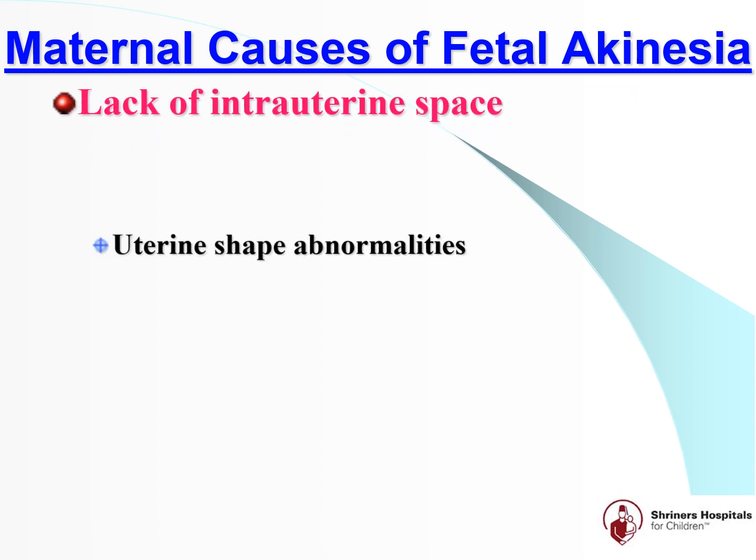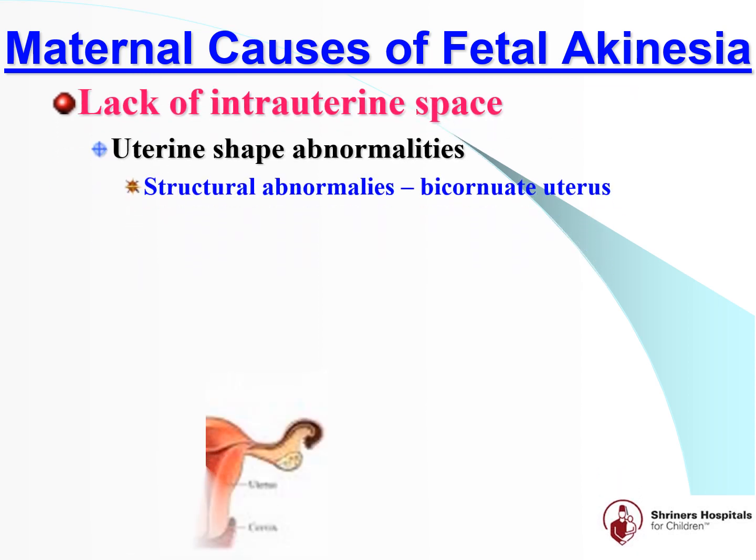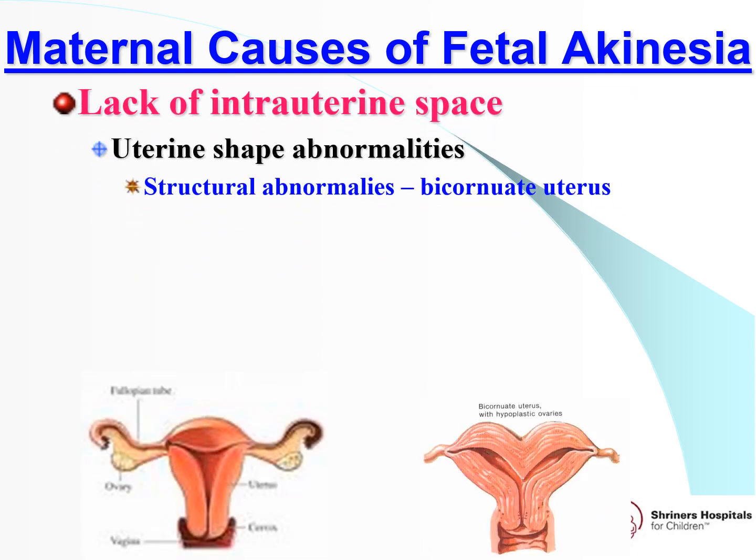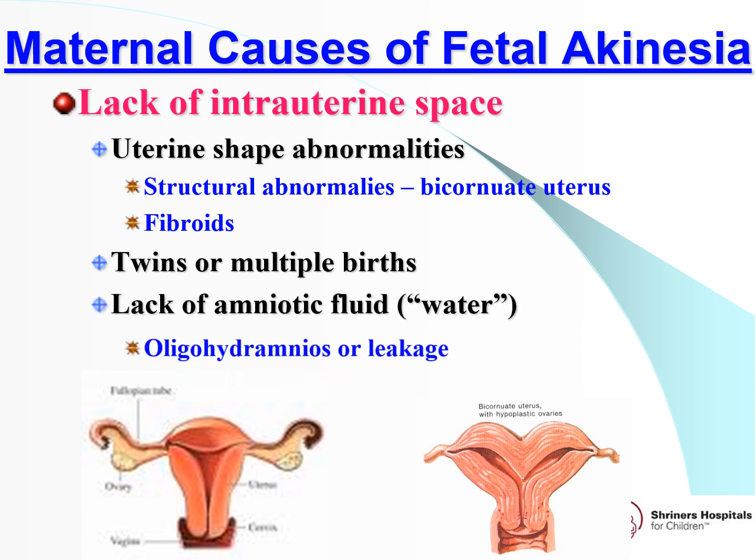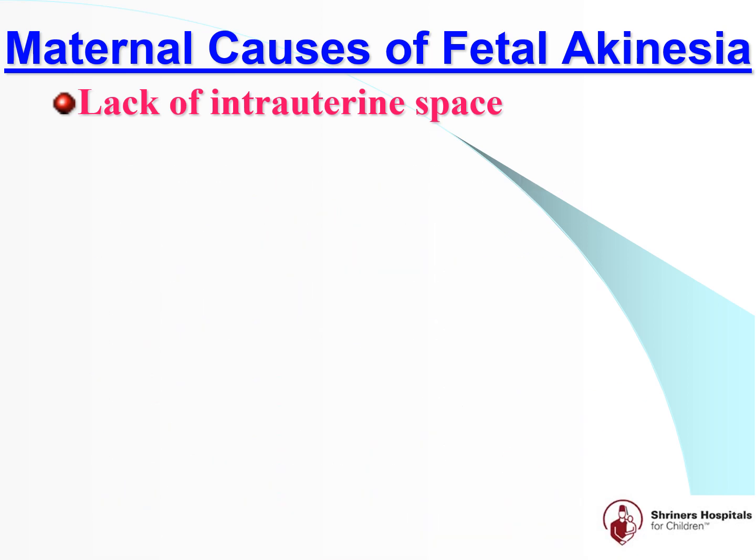For example, lack of intrauterine space, where there's an abnormally shaped uterus, such as the bicornate uterus on the right with the normally shaped one on the left. That, or uterine fibroids, can block fetal intrauterine movement. Twins or multiple births can lead to a more cramped environment for the fetus. A lack of amniotic fluid, known as oligohydramnios, can restrict the fetus from moving. The important thing in all these cases is that the restriction in space becomes more evident at the end of pregnancy, and these happen to be more mildly affected babies.